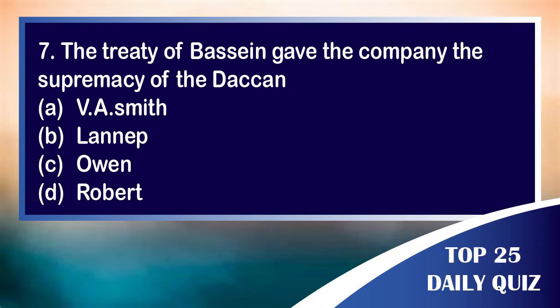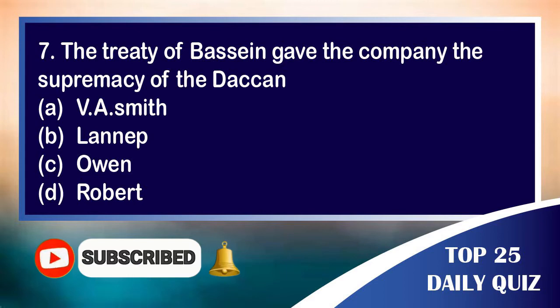Question 7th. The Treaty of Basin gave the company the supremacy of the Deccan, said Option A, V.A. Smith. Option B, Lennep. Option C, Owen. Or Option D, Robert. The correct answer is Option B, Lennep.